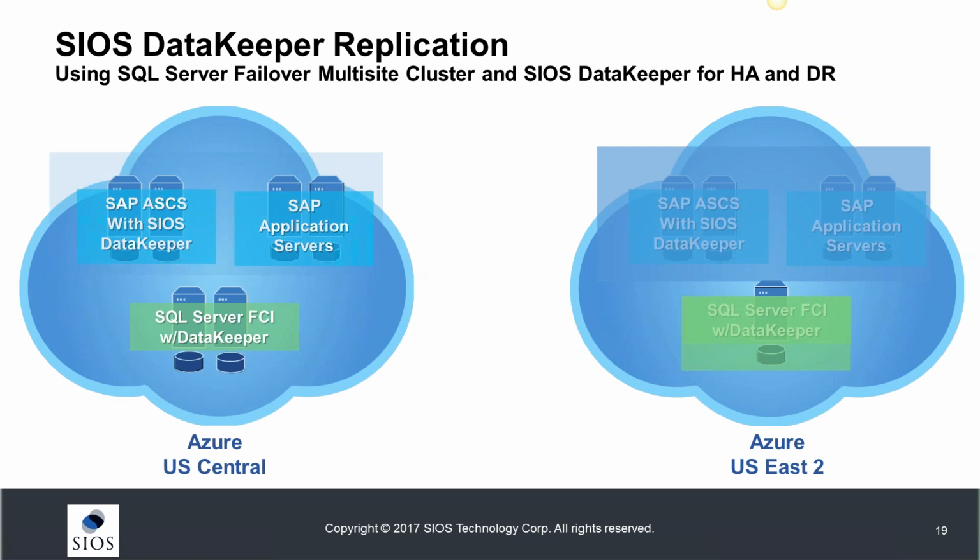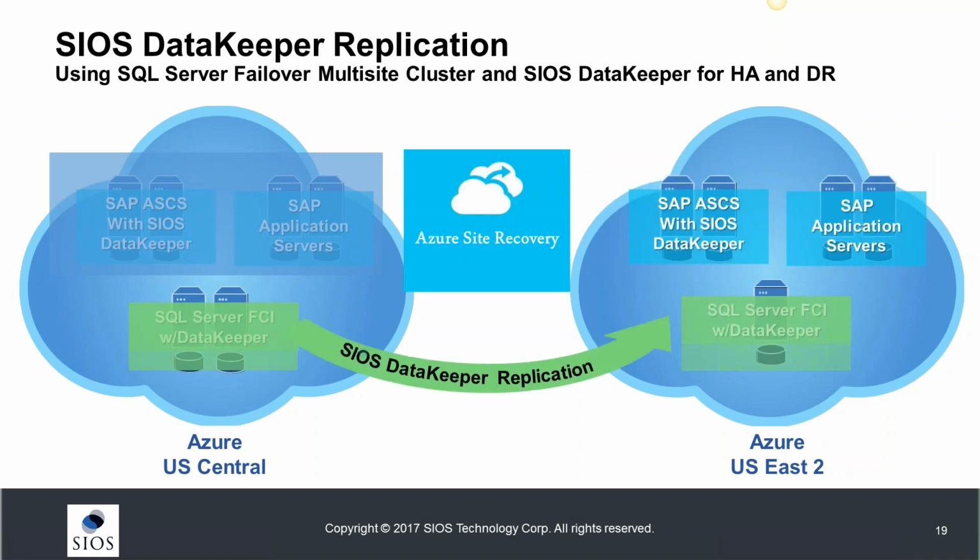The second option we're talking about is using SIOS DataKeeper replication and essentially building a multi-site SQL Server cluster. So once again, we'll use Azure Site Recovery for the application servers, and then we'll use DataKeeper to extend the 2-node cluster on-prem to the DR site. The 2-node cluster can be built using SQL Server Standard Edition or Enterprise Edition. Now with Enterprise Edition, it's a little bit more straightforward because you can simply add a third node to your cluster in US East 2, but you can certainly do what we call cluster-to-cluster replication.